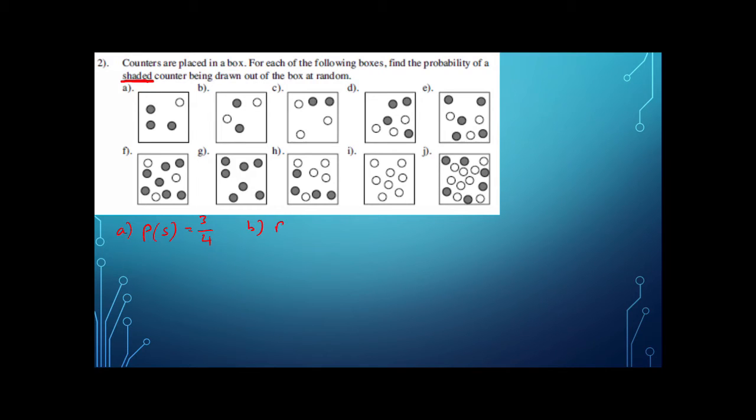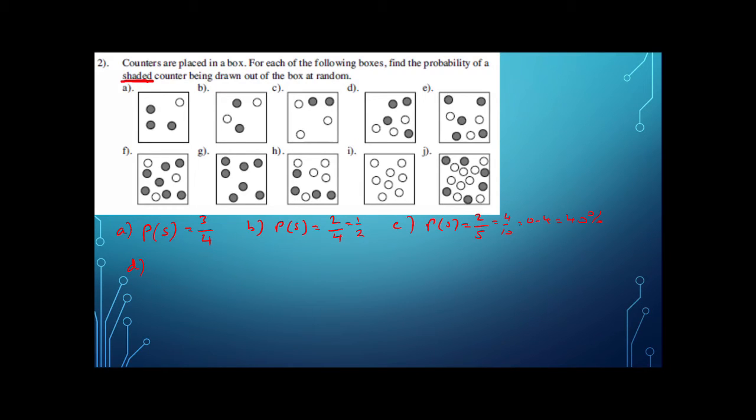B, the probability of a shaded counter. Again, I can see there are 4 counters, and in fact there are 2 shaded ones, so the probability of a shaded counter is 2 out of 4. We can write that as a half. C, probability of a shaded counter. Well, I can see there are 5 counters, and 2 of them are shaded. I could write that as 4/10 or 0.4 if I wanted, or even 40%.